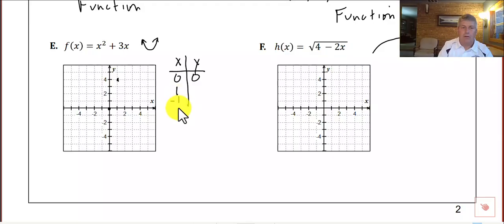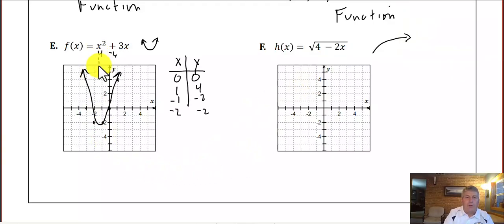When x is -1, y is, what do we get? 1 minus 3, so -2. Check -2, which would be 4 minus 6, and we get -2 again. So we've got a graph that looks something like this. It's a parabola, so it's going to be symmetrical. So we'll have a point here, and we'll have a point here. So this is going to look something like that.